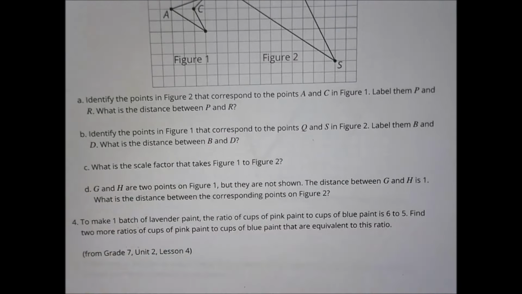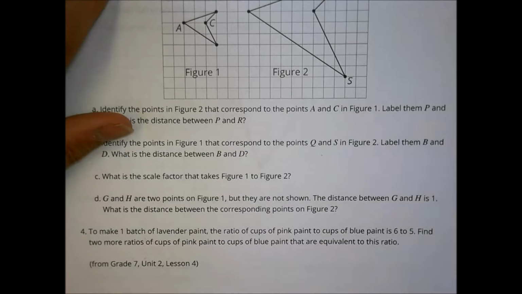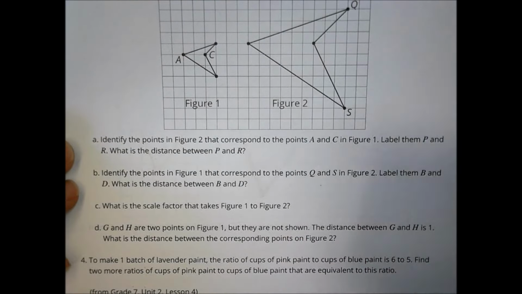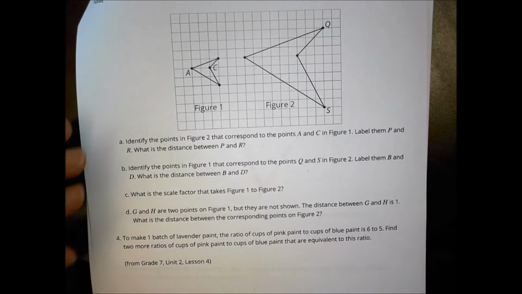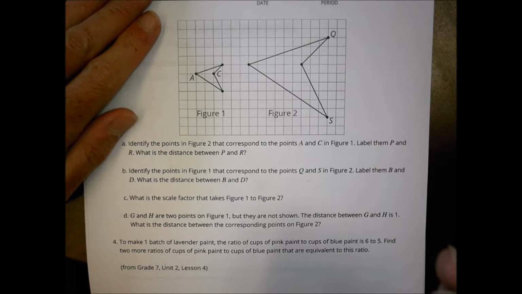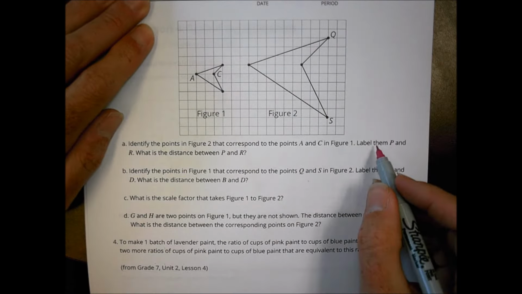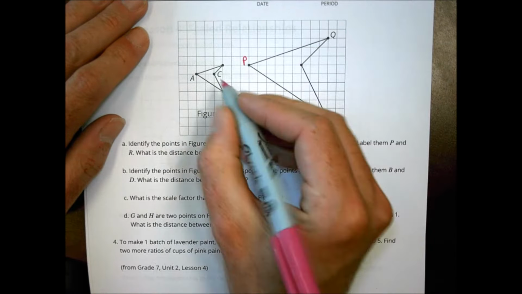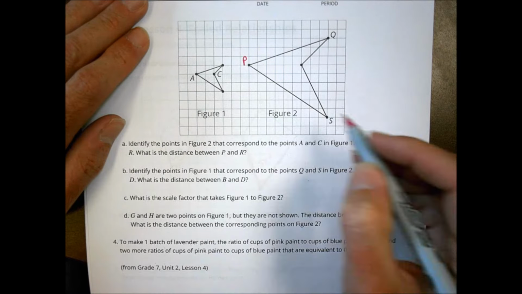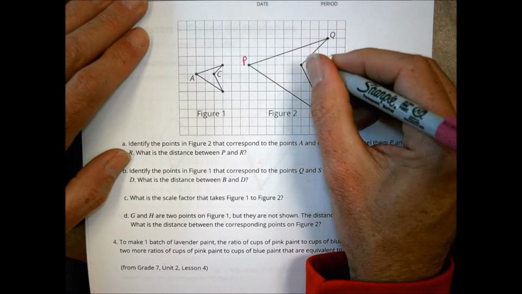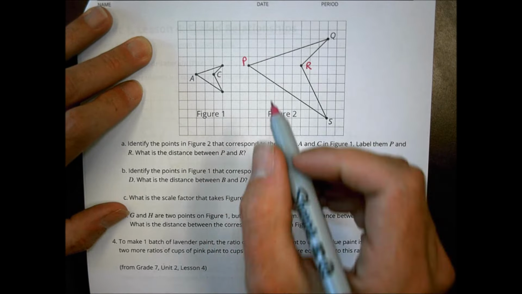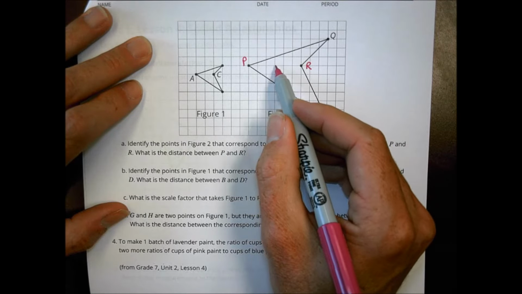Let's take a look at the next one here. In the next problem, it says that figure 2 is a scaled copy of figure 1. And it wants you to identify the points, back out a little bit there, identify the points that correspond to A and C and label them P and R. So A is the tip, so we'll call this one P. C is kind of in the little inside there, and so we'll call that R, and that's the first part. Then it wants to know what is the distance between P and R. Well, distance between P and R is 1, 2, 3, 4, 5, 6.